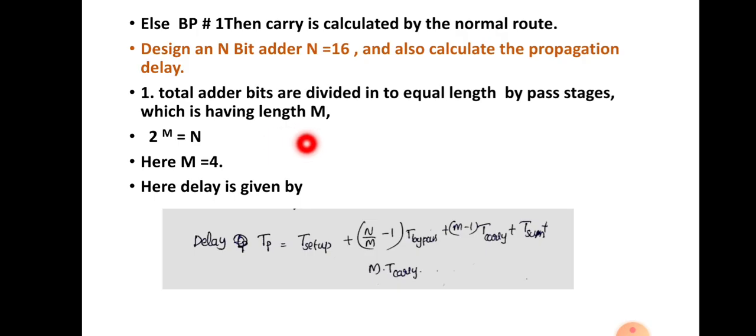That means bits 0, 1, 2, 3 are the first group, 4, 5, 6, 7 the second group, 8, 9, 10, 11 the third group. Like that it will proceed. Okay, so m equal to 4.